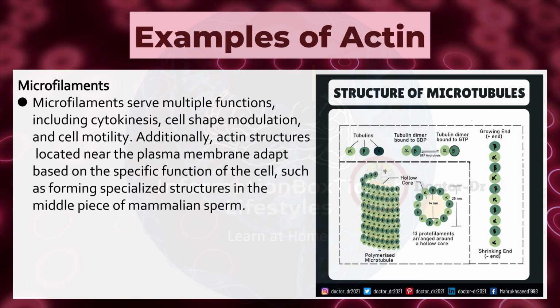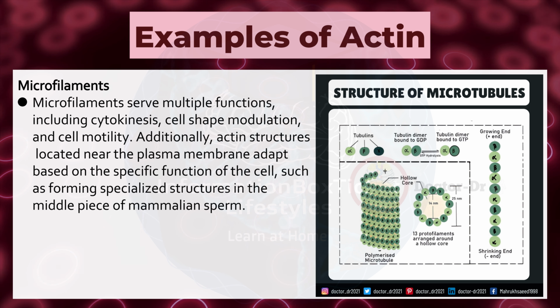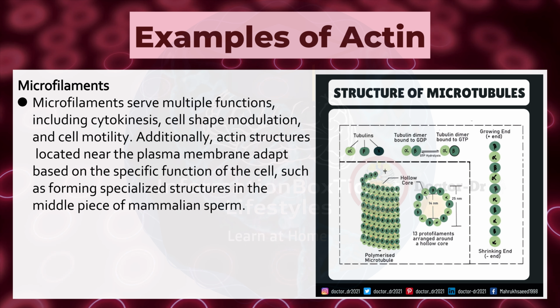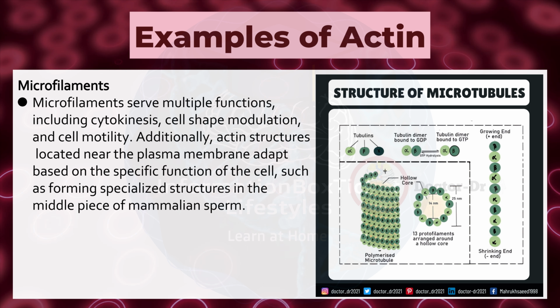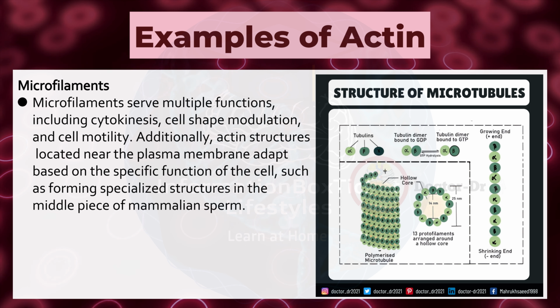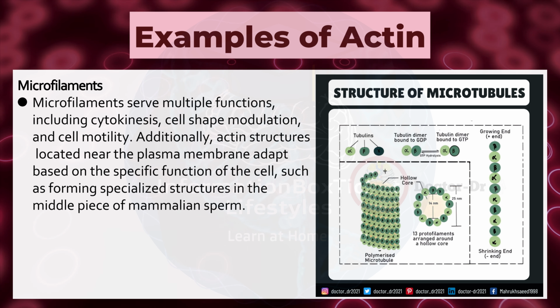Microfilaments serve multiple functions, including cytokinesis, cell shape modulation, and cell motility. Additionally, actin structures located near the plasma membrane adapt based on the specific function of the cell, such as forming specialized structures in the middle piece of mammalian sperm.